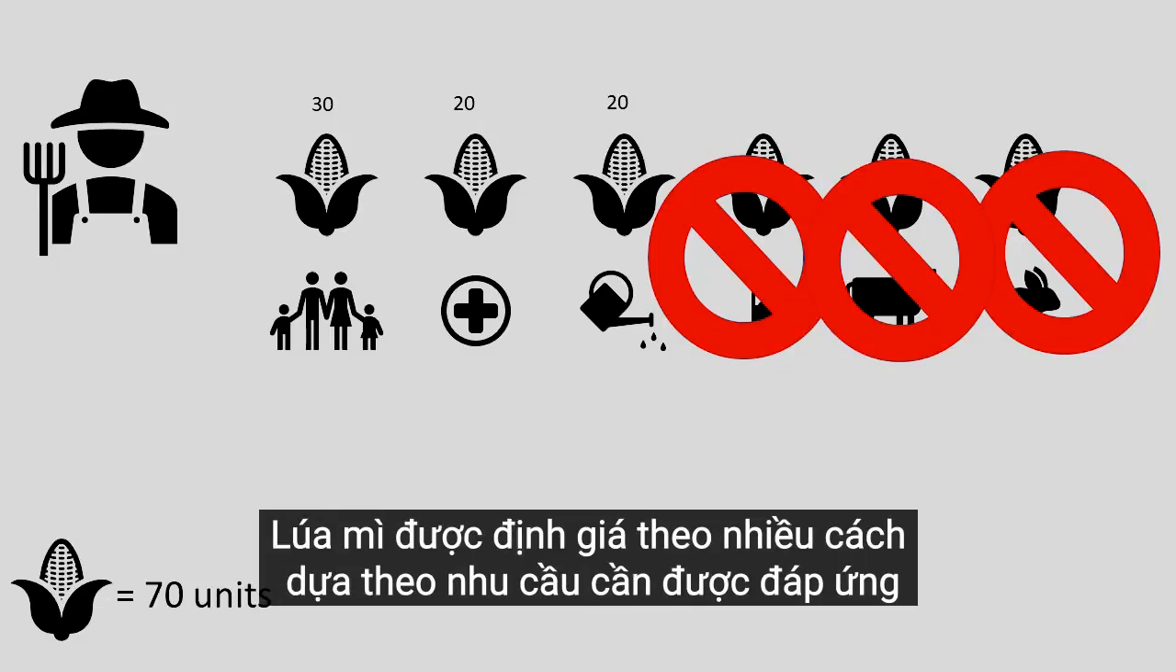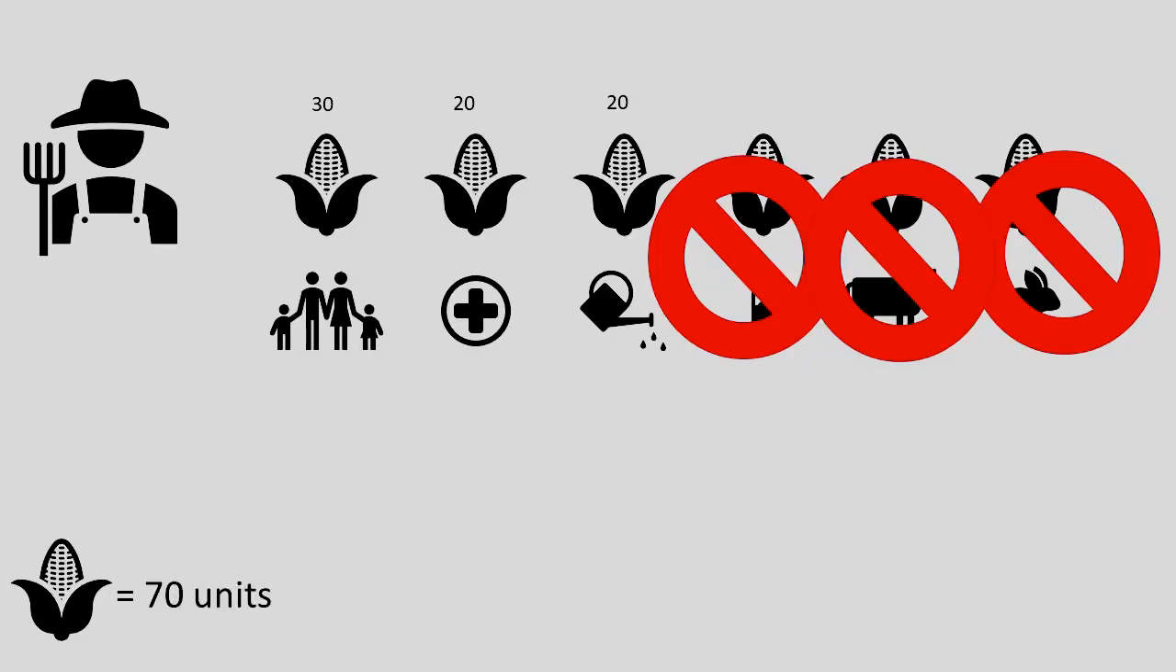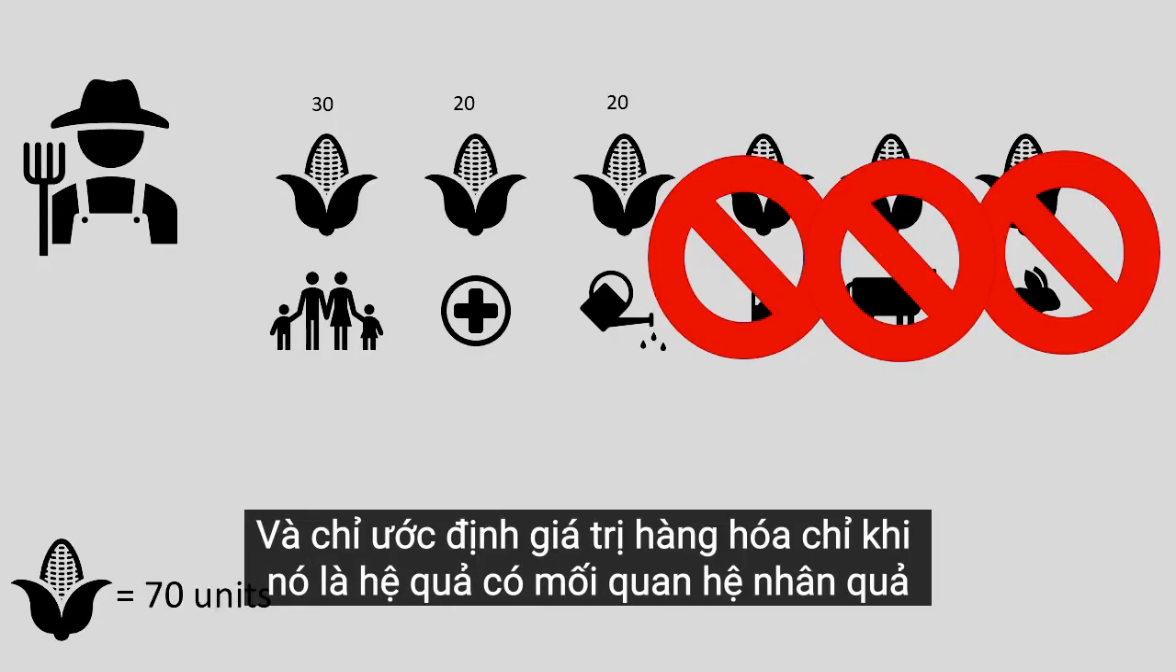Exactly the same good, wheat, is valued differently according to which need it is satisfying. It is clear then that what is valued is not the good itself, but the need which is being satisfied. Humans value the satisfaction of their needs and come to value goods only as a result of this causal relationship.